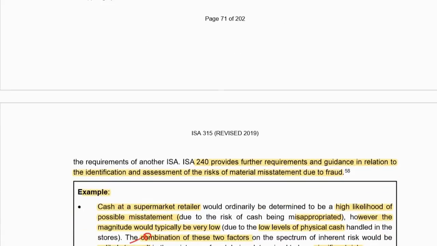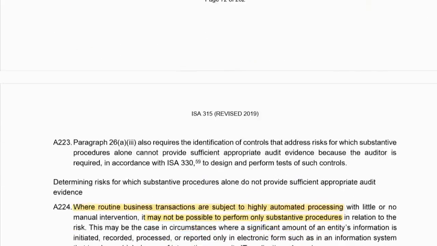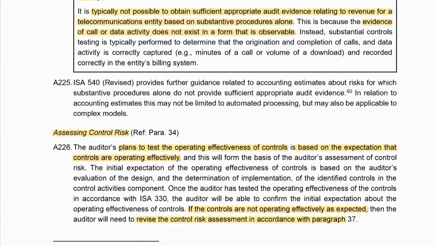And then, guys, we've got to consider if there are any controls, because that means we can consider whether there's a risk that the control is not working in determining our risk assessment.